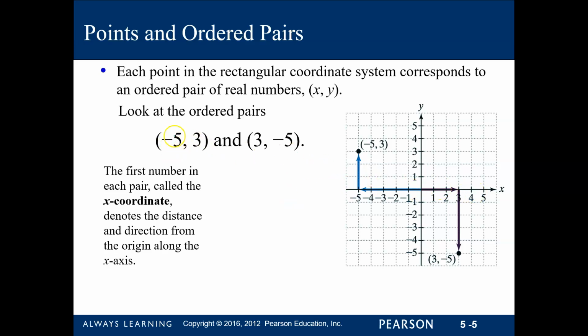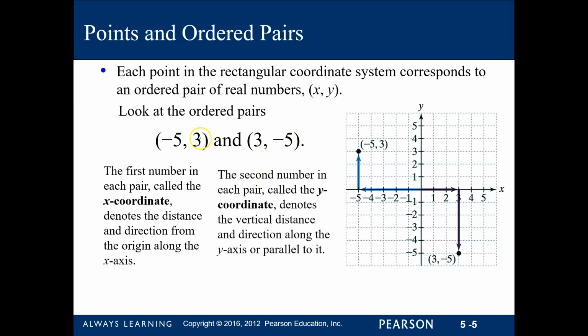So you can see here, -5 is this blue indication here. So -5 is over here. And then 3, the second number, is the y coordinate. So that's the distance from 0 going up or going down. So as you can see, -5 and then 3 is going up. And on the other example, you have 3 is positive, so going to the right, and then -5 is going down. So that is how we identify the points in our coordinate system.